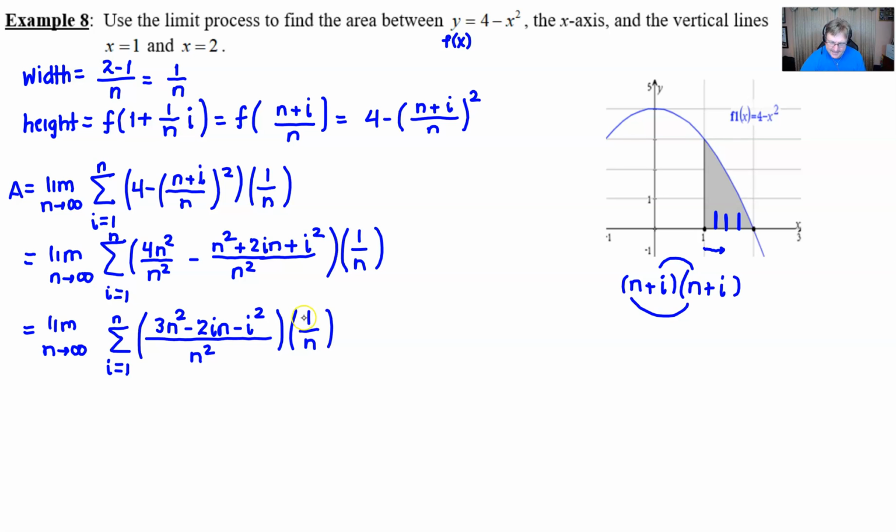The next thing, let's factor out anything in front of the summation that does not contain an i. And I can clearly see that 1 over n cubed does not contain i. So we can bring it out in front, 1 over n cubed, and then have our summation acting upon what's left, which would be 3n squared minus 2in minus i squared.